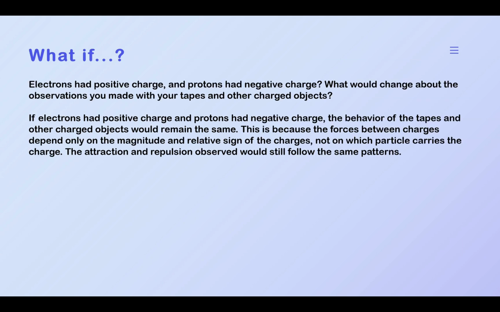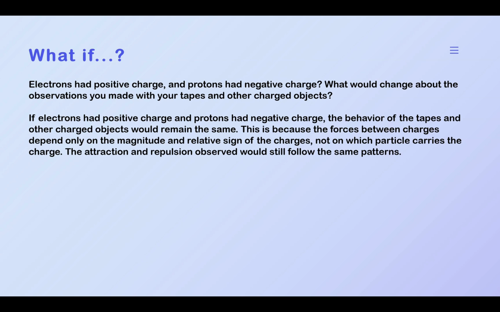And about the two follow-up questions. First one, what if electrons had positive charge and protons had negative charge? The behavior of the tapes and other charged objects would remain the same. This is because the force between charges depends only on the magnitude and relative sign of the charges, not on which particle carries the charge. The attraction and repulsion observed would still follow the same patterns.